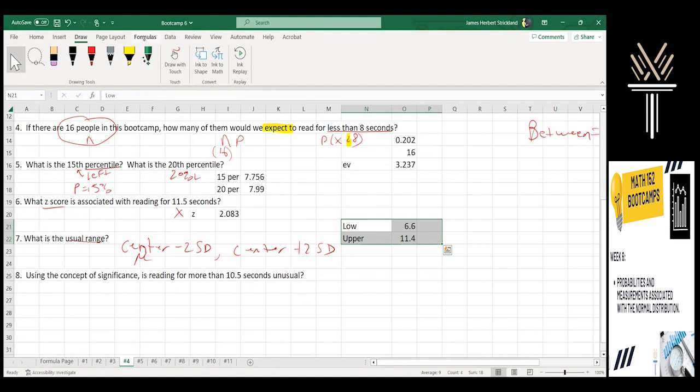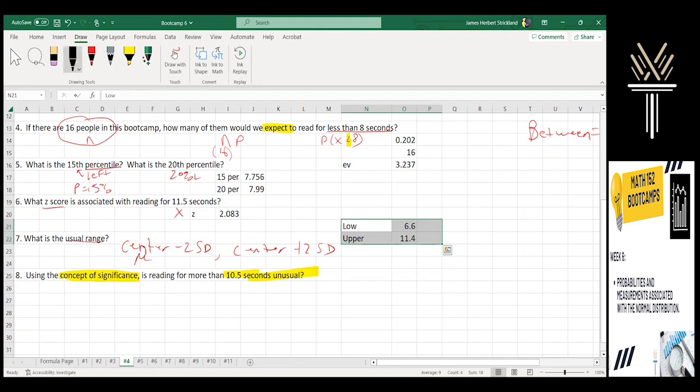When they ask you whether it is unusual, they're usually going to tell you what method to use. So using the method of significance, we're going to determine if this is unusual or not. And I'll show you what I meant by that previous statement in a second. But let's actually first talk about this.